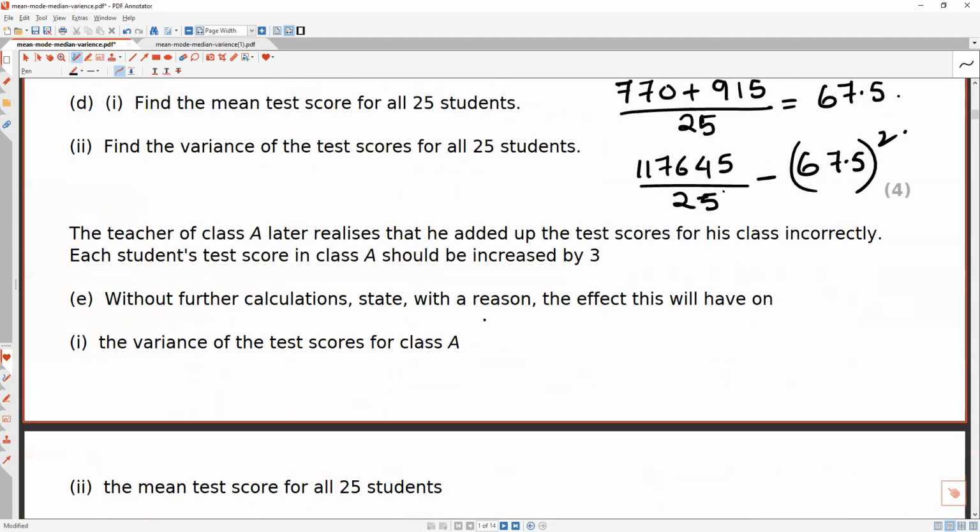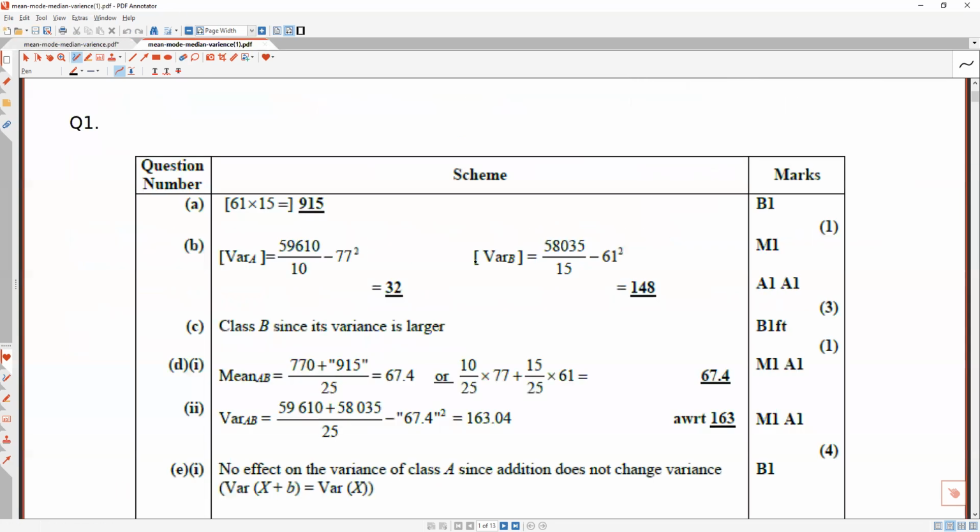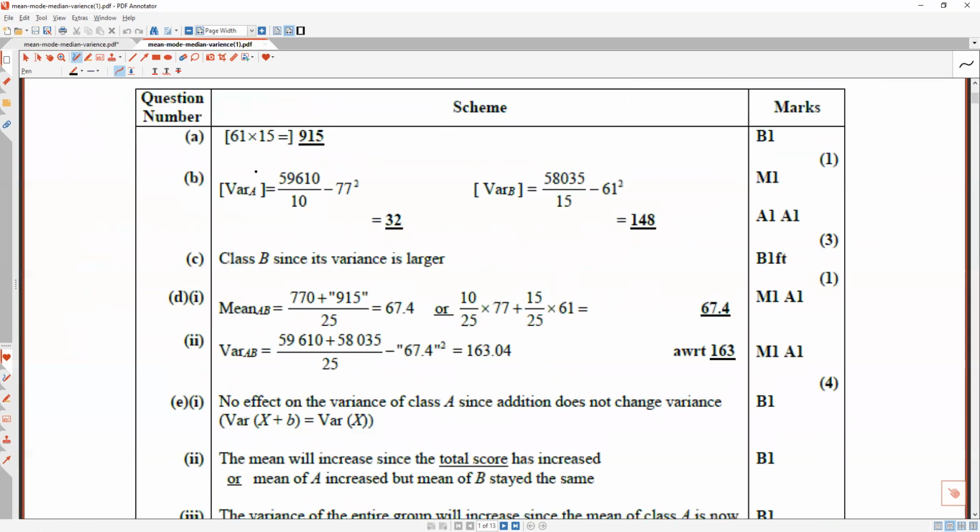The mean test score for all 25 students will increase by 3. The mean will increase, everyone's plus 3. So it will increase. The mean will increase since the total score has increased. You have to use the words the total score, otherwise they won't give you marks. The mean of B is the same, but the mean of A will increase by 3 most probably.